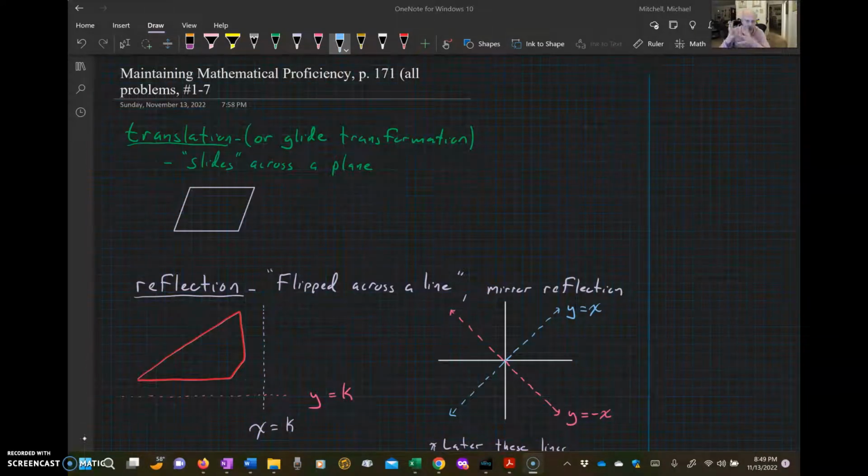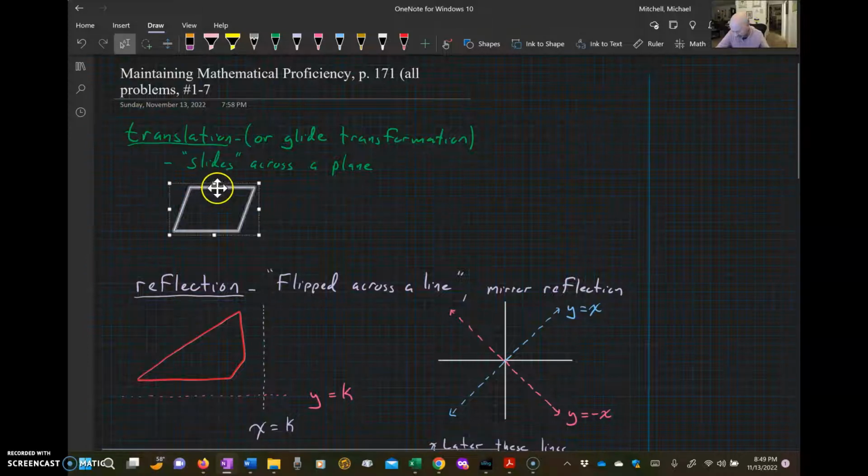So I'm just going to show you some quick examples of what these look like so you can get a feel for them. We'll get into rules later. There are some specific rules we use on the coordinate plane. That's your XY coordinates. But we'll start off with the translation here. Or sometimes it's called a glide reflection. That's just sliding it across the plane.